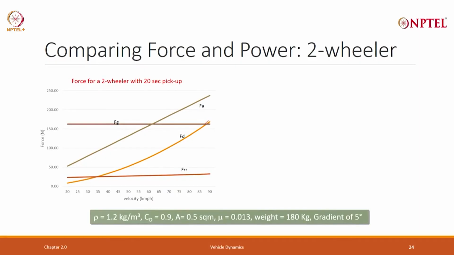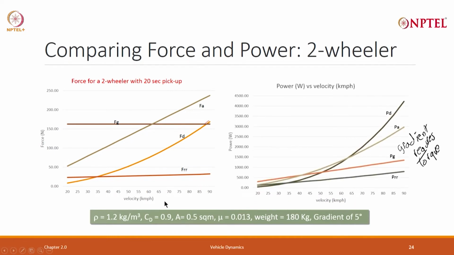Power is force multiplied by velocity. So, as velocity increases, one more velocity term will come on every one of them. So, this is the power. If you see, the rolling resistance was more or less flat, now it goes up continuously as velocity v increases. The gradient power, you now have to multiply this with velocity, and the gradient power now also increases.